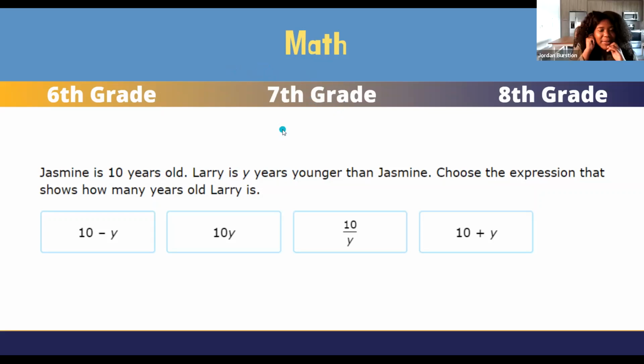Okay, awesome. So you both got the same answer. They said Jasmine is 10 years old. Larry is Y years younger than Jasmine. Choose the expression that shows how many years old Larry is. So we had to pay attention to who we're talking about. We want to know how old Larry is.